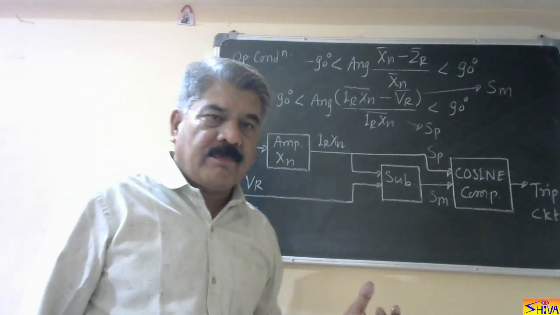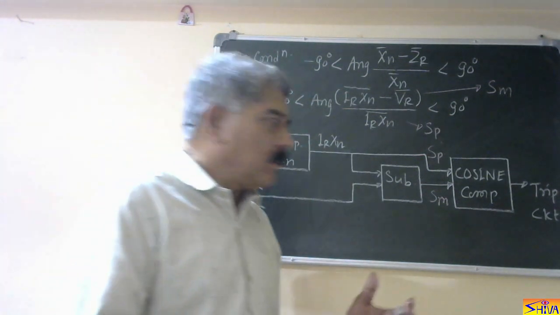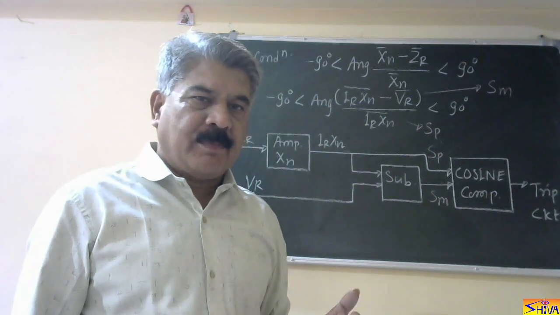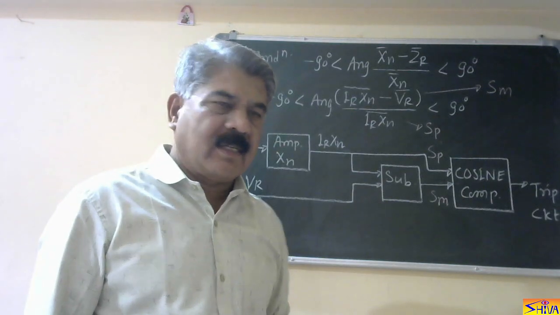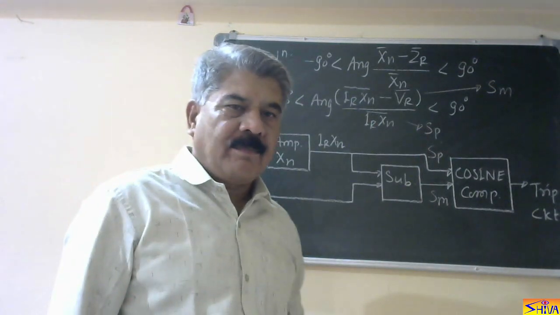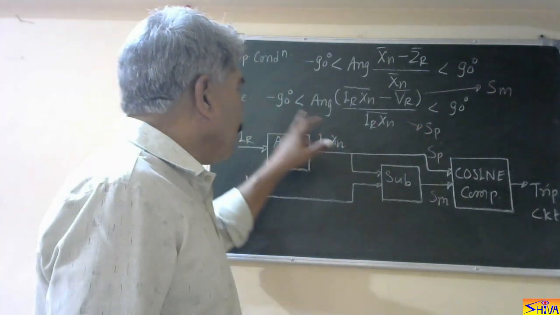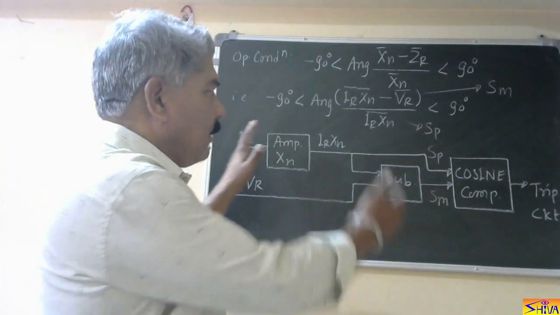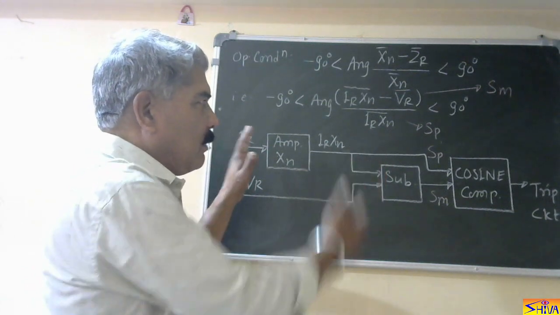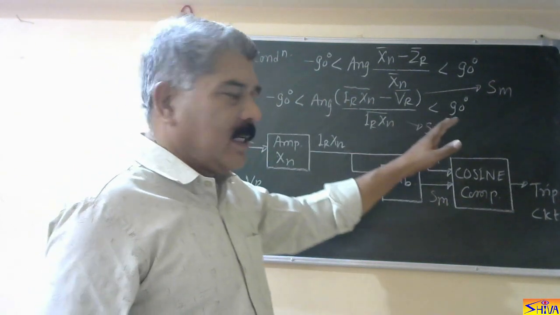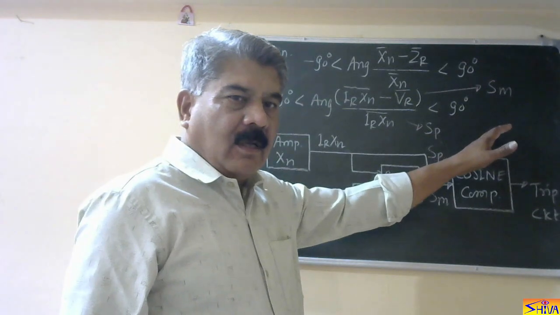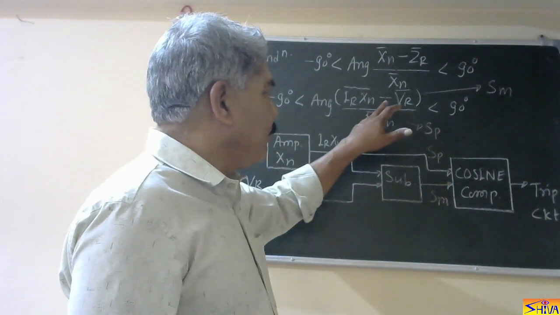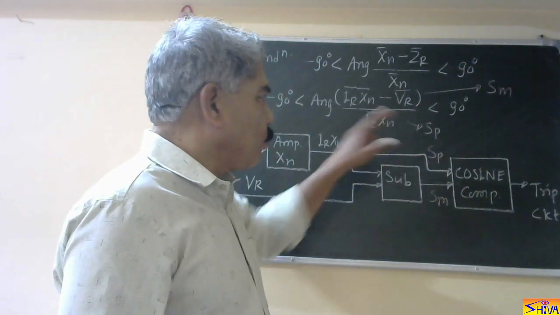Now for the phase comparator, we denote the signals by SM and SP. SP is the polarizing signal or reference signal, SM is the measured signal or operating signal. Now this is nothing but the cosine comparator, because if the angle between these two signals is between minus 90 degrees and plus 90 degrees, then the operating condition is satisfied. So we will feed these two signals to the cosine comparator.